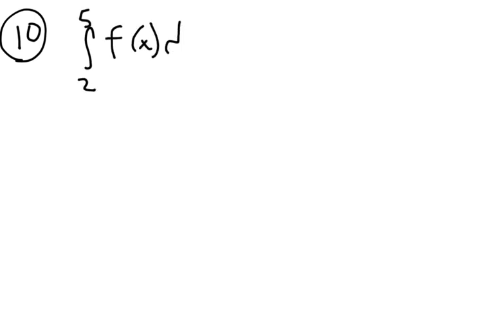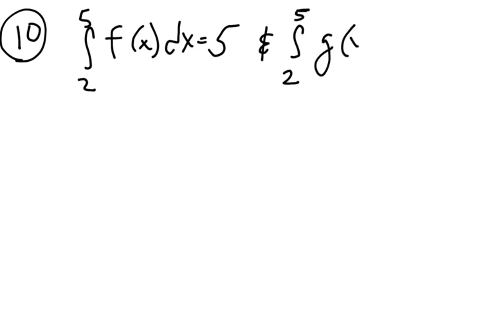Okay, number 10. Let's say that the integral from 2 to 5 of f of x dx equals 5, and the integral from 2 to 5 of g of x dx equals -3.